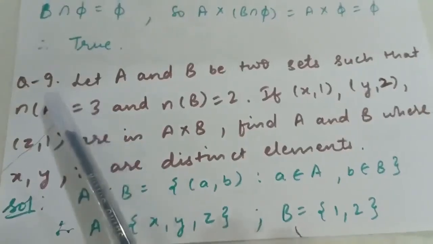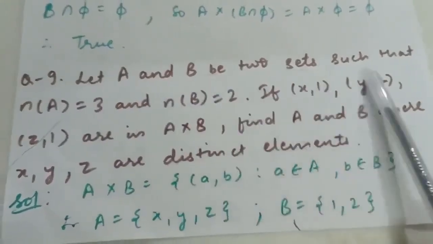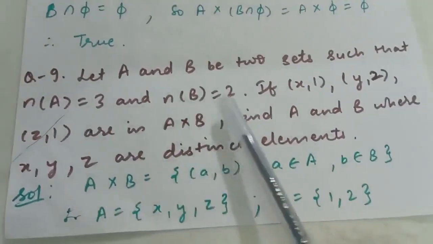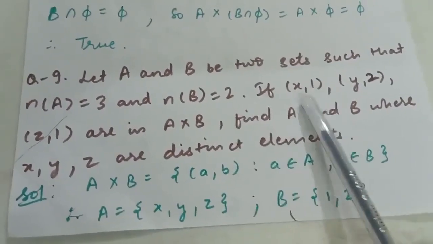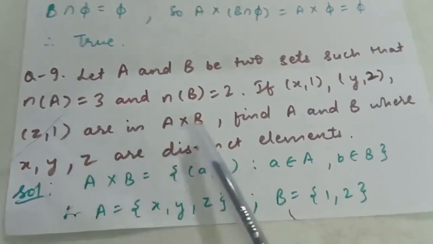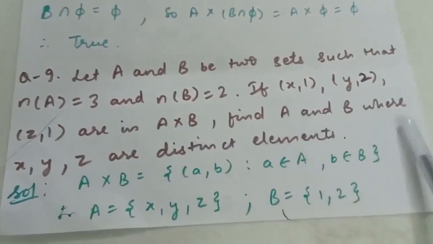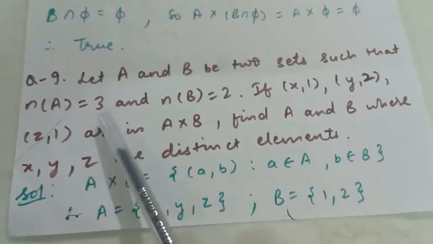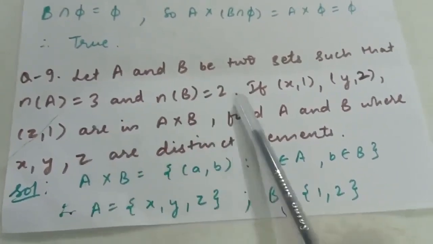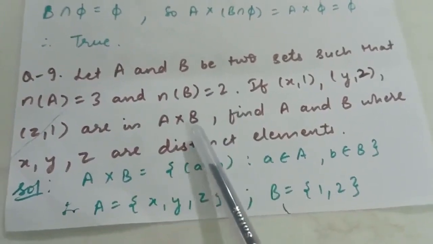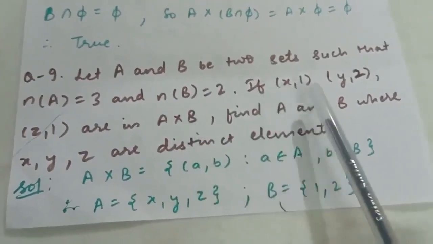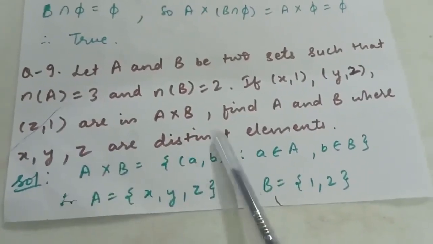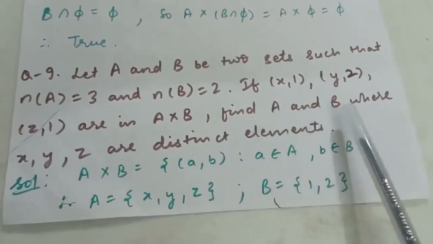Now question number 9. Let A and B be two sets such that the number of elements in A is 3 and the number of elements in B is 2. If (x, 1), (y, 2), (z, 1) are in A cross B, find A and B where x, y, z are distinct elements. The numbers of elements in A and B are given as 3 and 2 respectively. Also, 3 elements of A cross B are given: (x, 1), (y, 2) and (z, 1). x, y, z are distinct. We have to find the sets A and B.